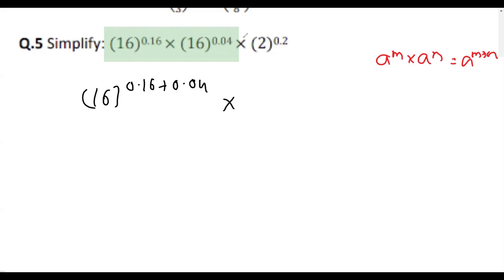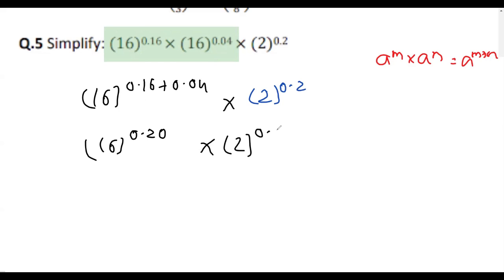And that multiplied by this, which is 2 raised to the power 0.2. Now for further simplification, as you can see, on adding these two, 0.16 plus 0.04 is what? 0.20. So this will give you 0.20. Let this be as it is, 0.2.